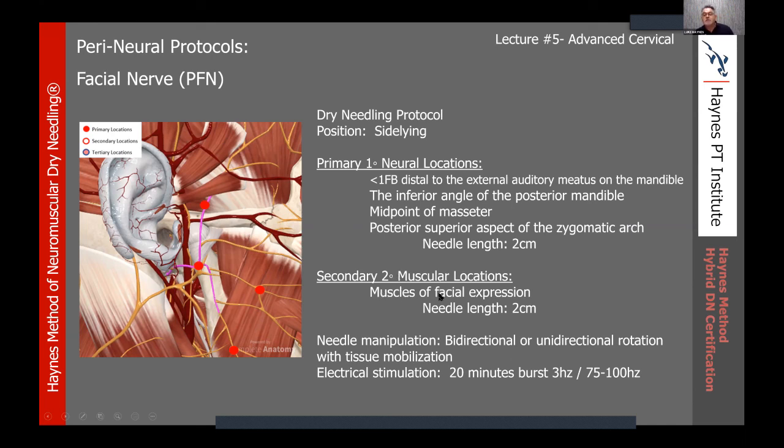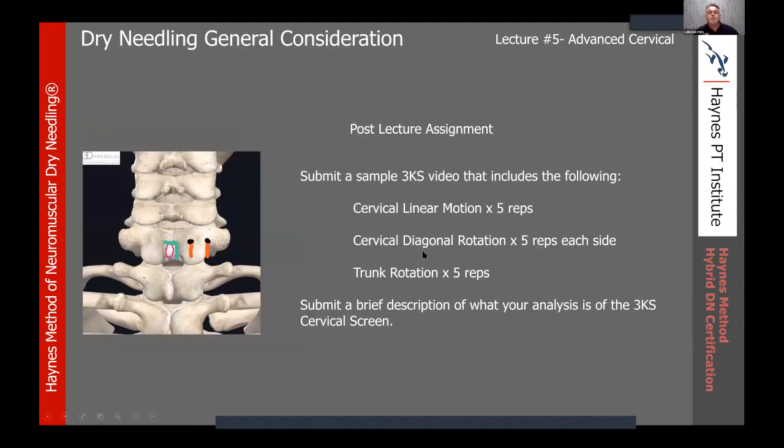Secondary, we can hit the muscles of facial expression. We know where they all are. If we want to hit some of those, the zygomaticus, the levator labii, the risorius, the buccinator, that are innervated by the facial nerve, we can needle those as well and stimulate that, as well as the facial nerve, to try to get a better response from there.